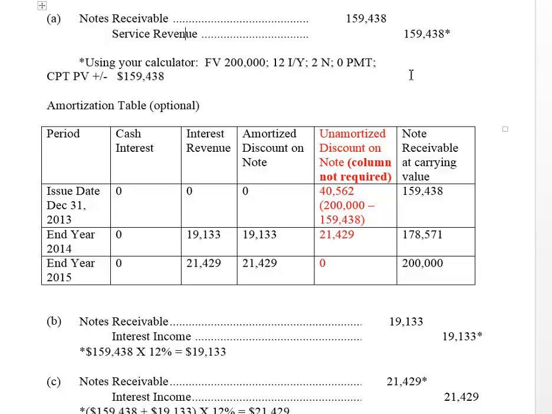And again, in this case, because it's a service that we're offering, we're not loaning Rank cash. We're just providing a service to Rank. We're going to have to record our service revenue in our books at $159,438.